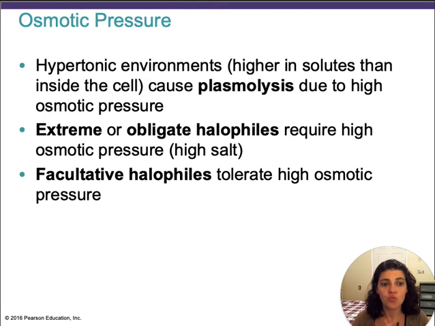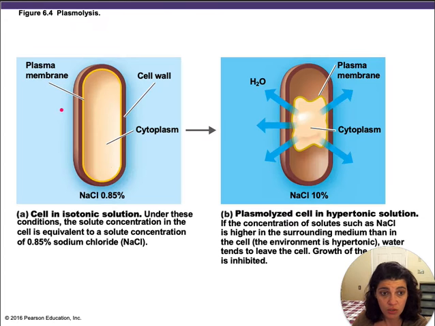What happens here? The bacteria don't have blood vessels, right? So what they have is the cell wall, plasma membrane, and the cell within. If you put the bacteria in the presence of a lot of salt, and it's just a normal bacteria that doesn't love salt, look what's going to happen. The water is going to move out, and the cell is going to shrink, and this is called plasmolysis, okay?